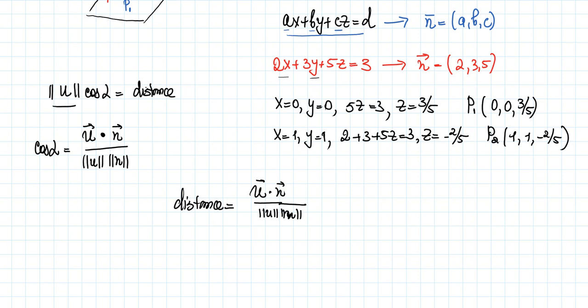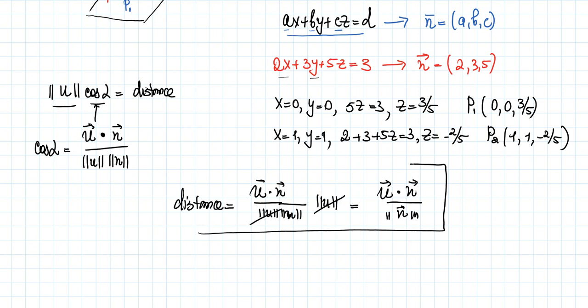And what is left here? So the norm of u and the norm of u can be canceled, because this is a constant, right? And what is left is u dot n divided by the norm of n. Okay? So this is how we need to find the distance. So there is another general formula.